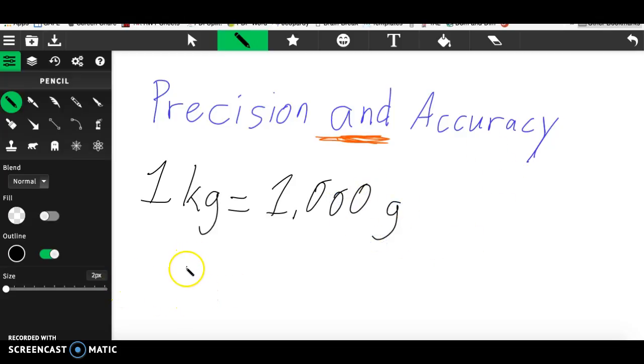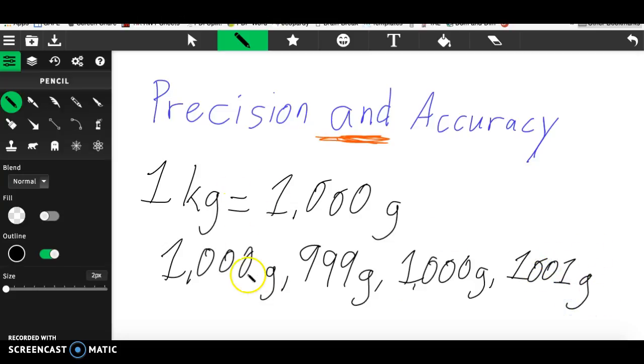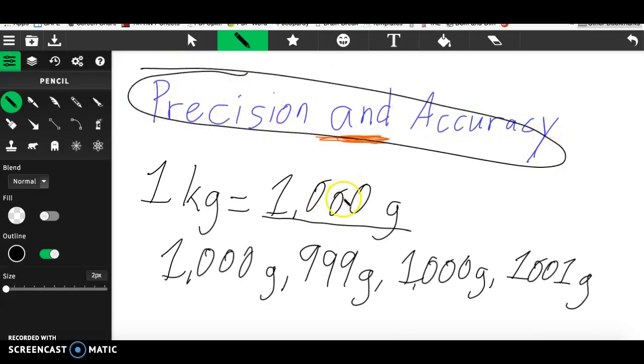Now let's say we had a group that knew what they were doing, so we end up with 1,000 grams, 999 grams, 1,000 grams, and finally 1,001 grams. Now these answers are all what we were looking for. These two aren't exact, but they're pretty close. They're off by 1 over a course of 1,000, so that's 0.001% error, which is in another video. So these are all very close, and they're all very close to correct, so this is precise and accurate, which is what we want in our lab.